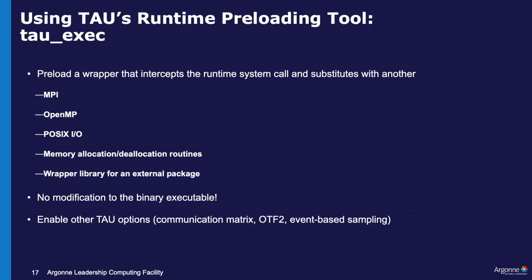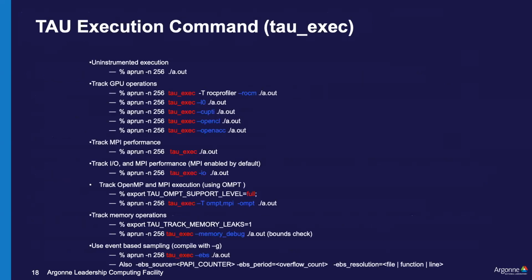And once you use tau_exec, you can enable different options, whether it is to see OpenMP performance data with OMPT, or I/O or memory data. And this is how you use it. You say tau_exec, and then you can specify a given configuration with a tag like rocprofiler for ROCm. And you can say -l0 for Level Zero, CUPTI, OpenCL, OpenACC. All of those programming models are supported, and event-based sampling, where it periodically interrupts your code and shows you at the statement level how much time is being spent in different code regions.